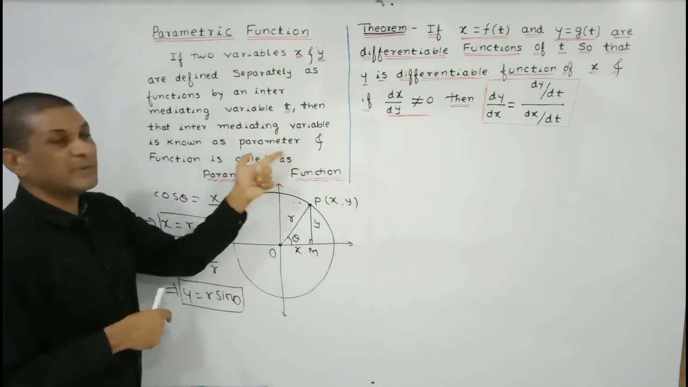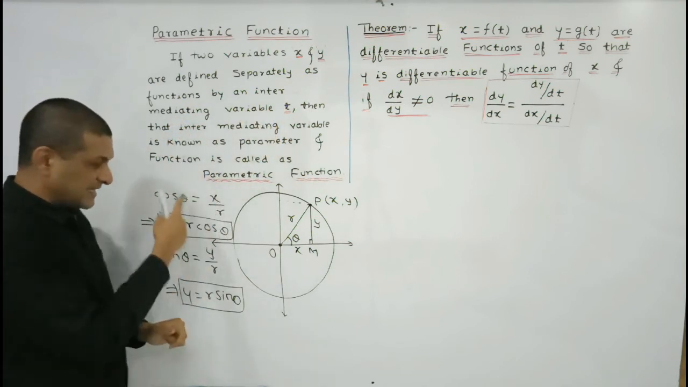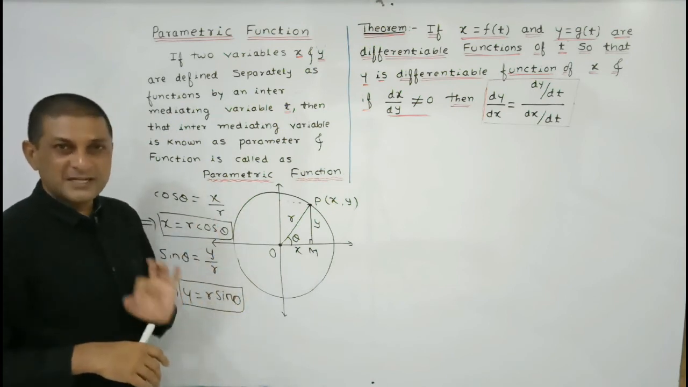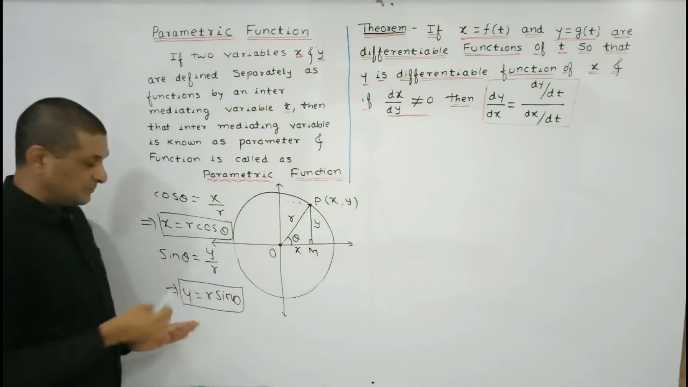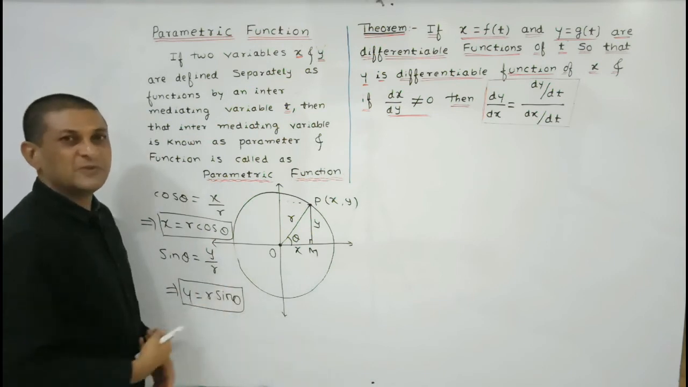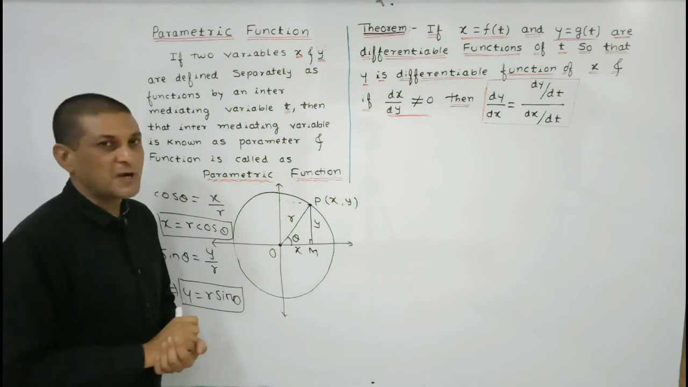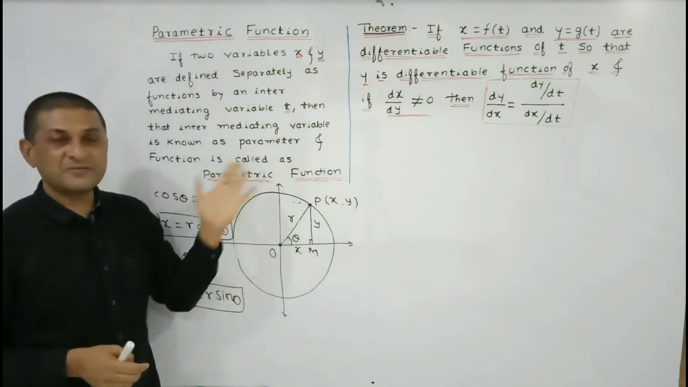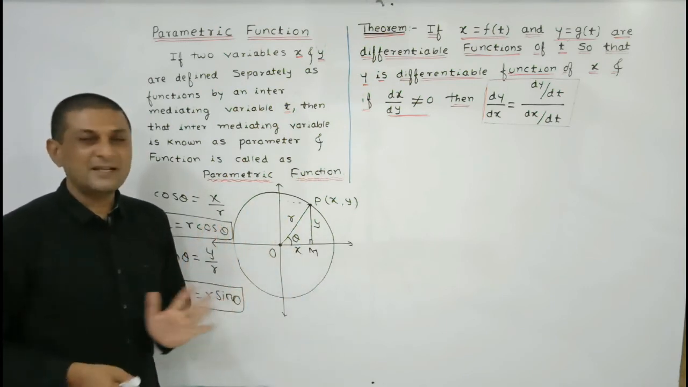It's called a parameter. Here, that new variable we have denoted by t. In this example, what new variable are we getting? Theta. So here we can say that theta is the parameter, and these functions are called parametric functions. Our values of variables x and y are expressed in terms of a new variable, then that new variable is called a parameter and the function is called a parametric function.